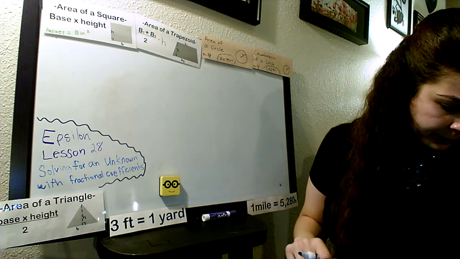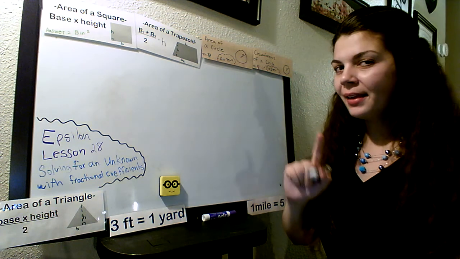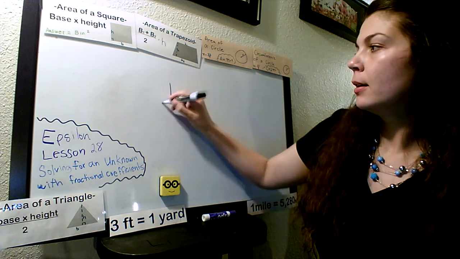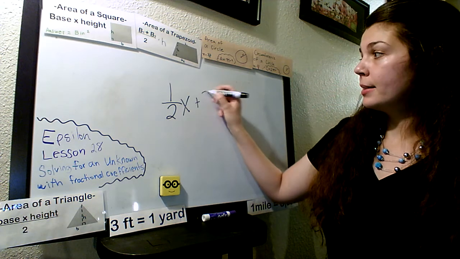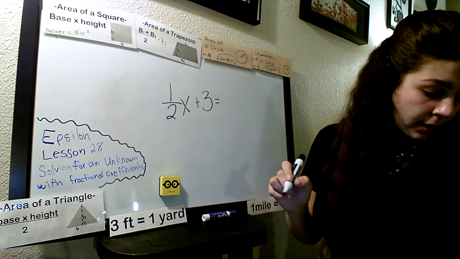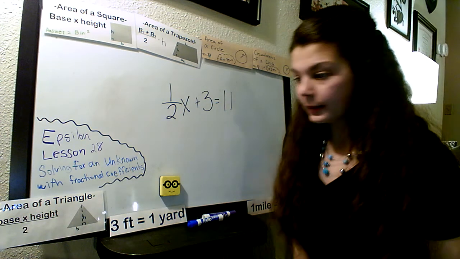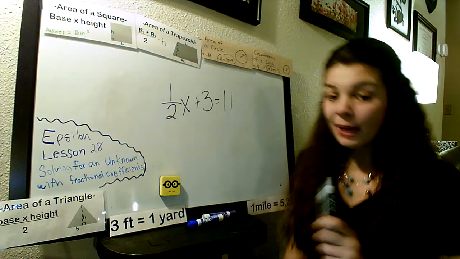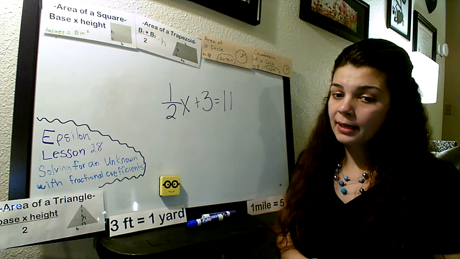All right. Let's do one with an extra number added in. Half x plus 3 equals 11. All right. What's my main goal? To always get the x by itself.